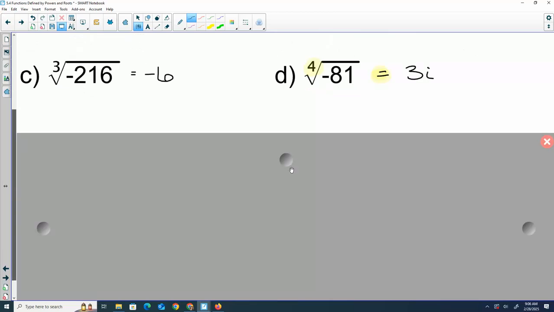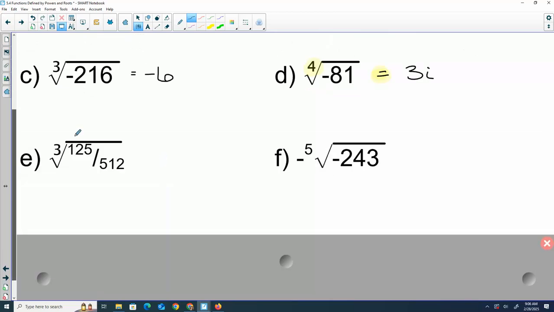All right, a couple more. We can do fractions. The cube root of 125 over 512, you can put it in the calculator, but when we have variables, if we don't have the calculator, you basically just do the cube root of the top and the bottom. What's the cube root of 125? 5 over, what is the cube root of 512? So we get 5/8.